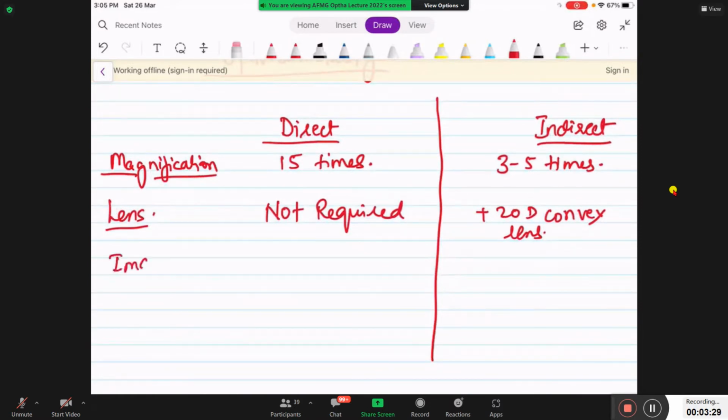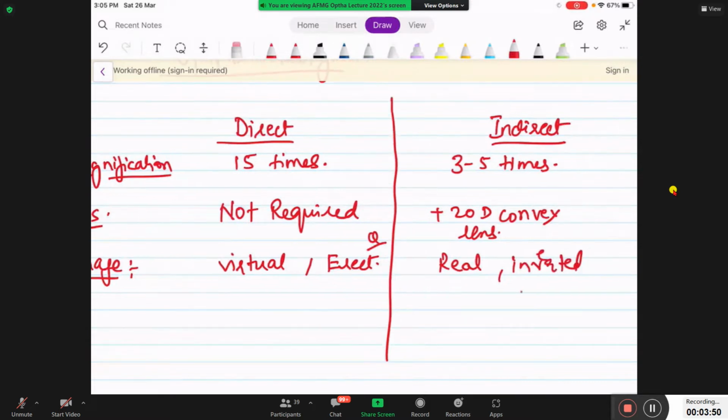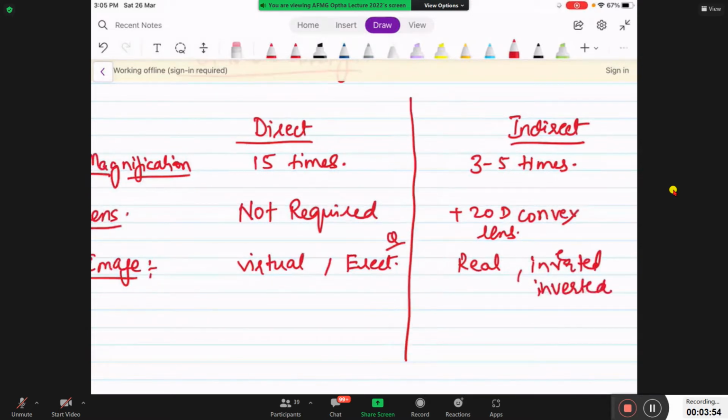Talking about image, what type of image we get in direct ophthalmoscopy? It is virtual and erect. Virtual and erect, important question. Whereas it is real and inverted in indirect ophthalmoscopy.